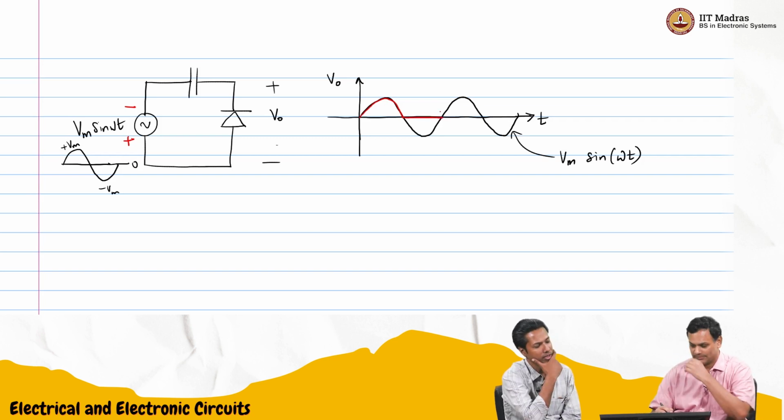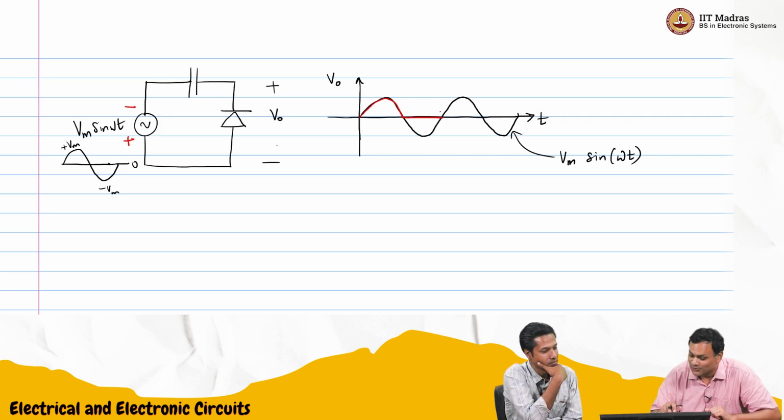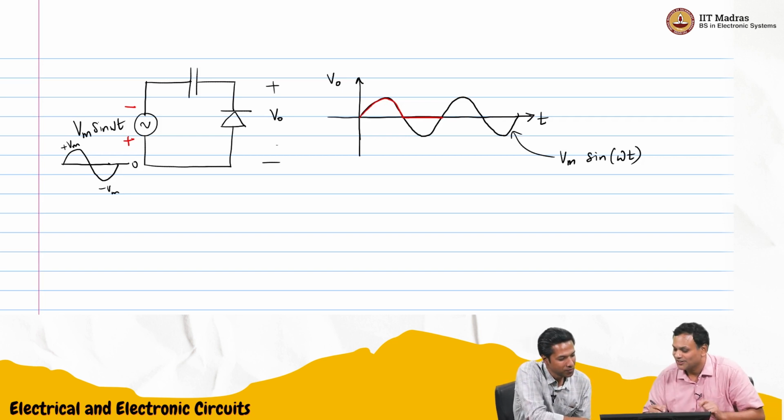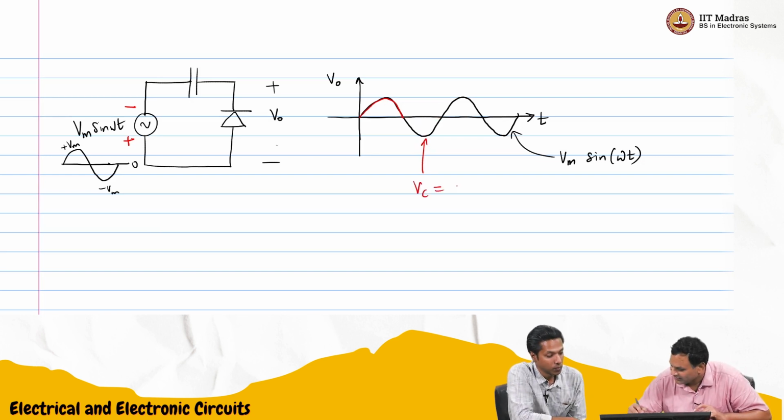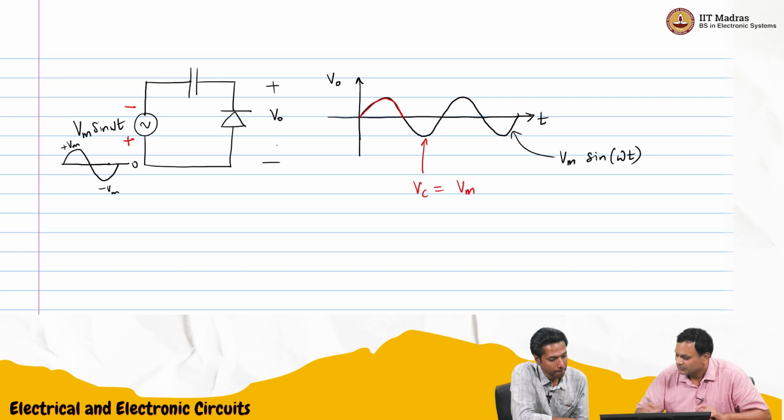Will it be for the full cycle? Good question. Because now the capacitor starts charging. How much does it charge? It can charge to the peak. So it cannot go the full cycle. It will go on till the capacitor hits the peak. At this point Vc is Vm. This is 3T by 4, and so this is T.